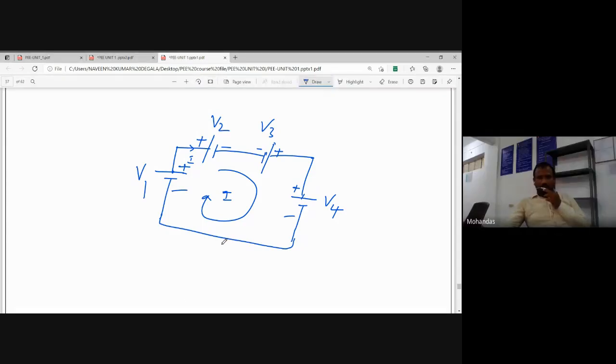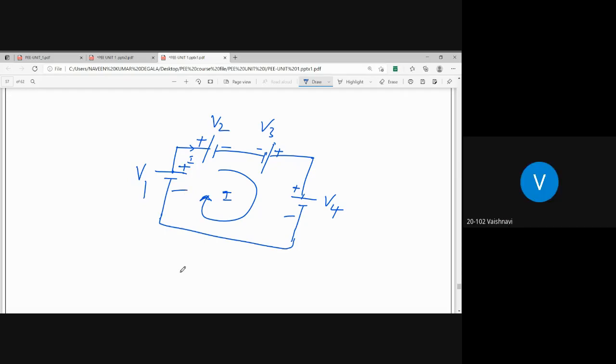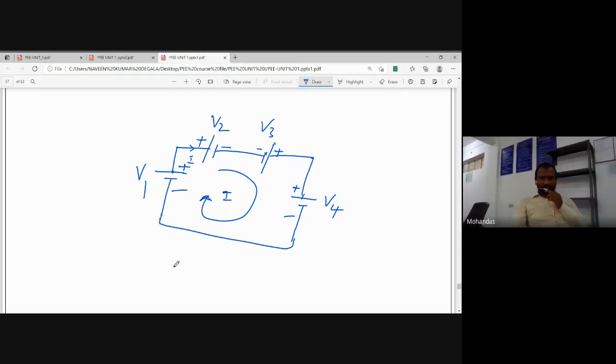Can anybody tell me the KVL equation for the given circuit? Start from V1, as it is a clockwise direction. Initially the current is entering at which polarity? Negative. So minus V1.